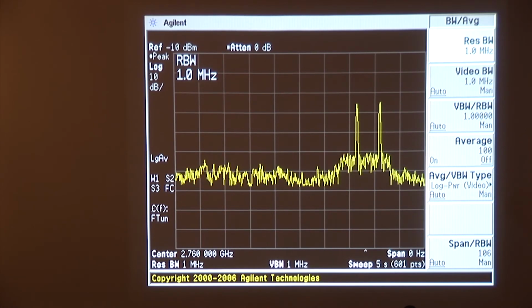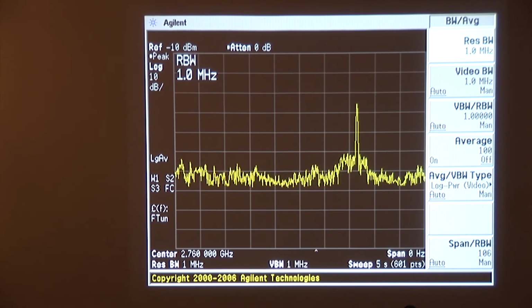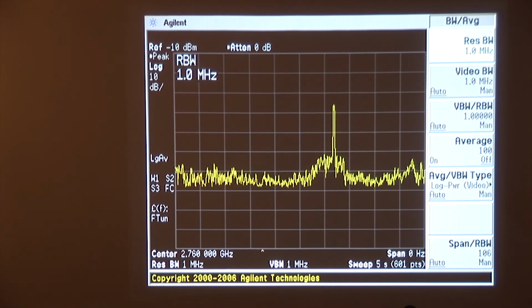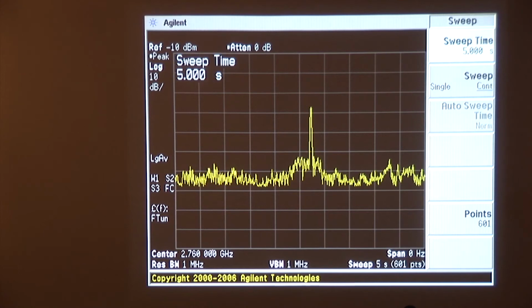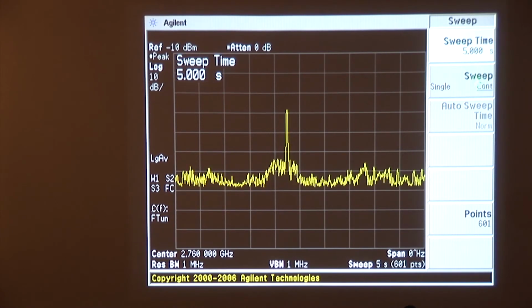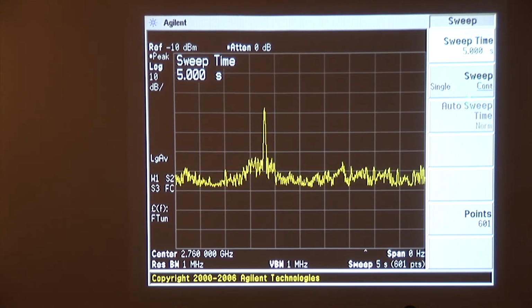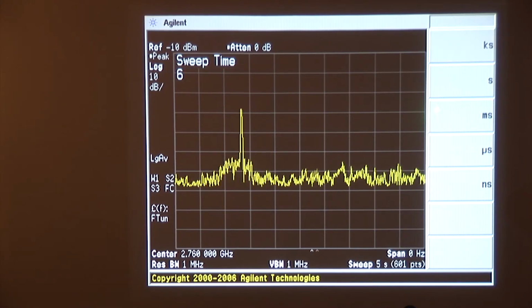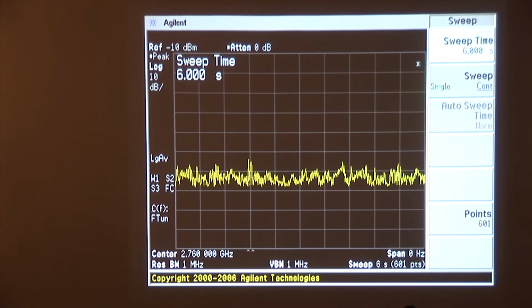Here, at this location, we're getting about minus 31, 32, 33 dBm. Now, having seen this, the next thing that we're going to do is look at how this radar scans in space. And to do that, we're going to go to a slightly longer sweep time. We'll make it a 6-second sweep time. And then we're going to go to the single mode on the spectrum analyzer.